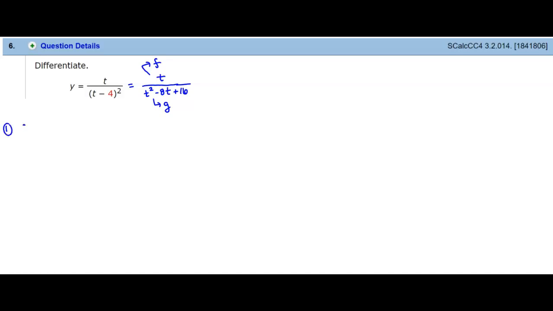So the first step is we know that f is going to equal t, and we know that g is going to equal t squared minus 8t plus 16. Okay, now we want to find the derivative of the function f. So the derivative with respect to t of t is going to equal 1. And then the derivative of g with respect to t is going to give us 2t minus 8.